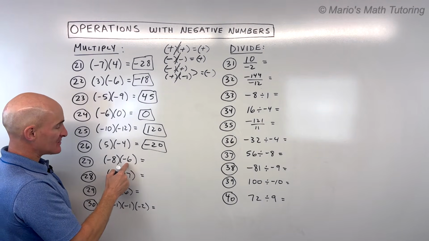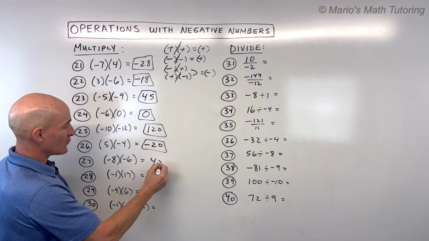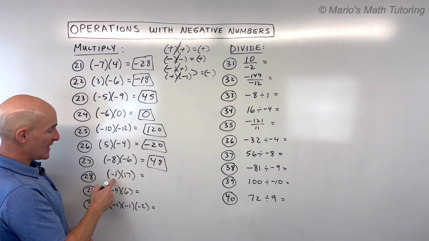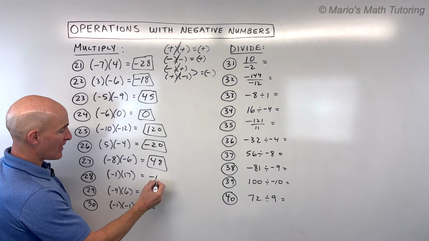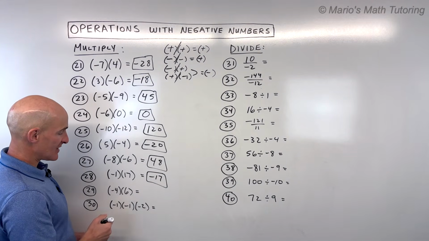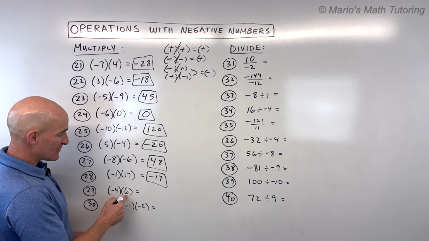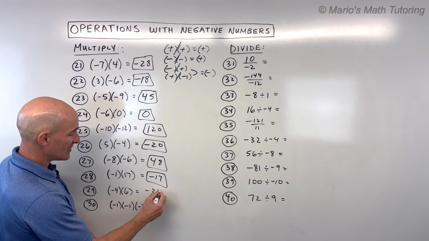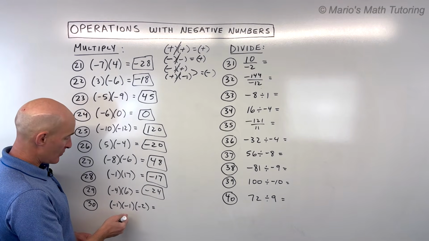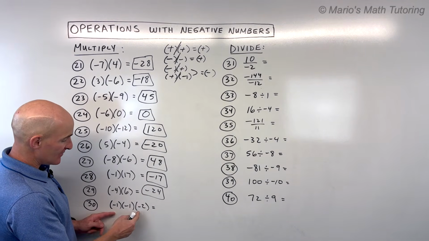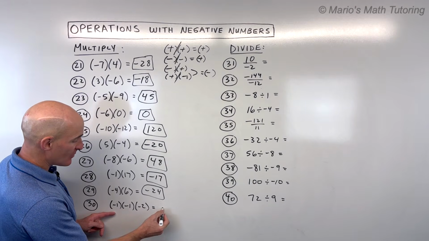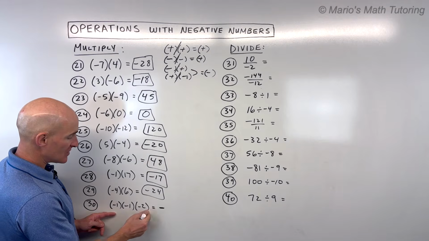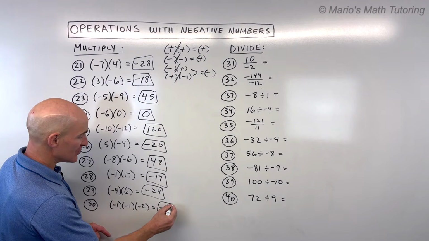27, negative 8 times negative 6 is positive 48. See those two negatives multiplying to a positive. A negative 1 times 17, one positive, one negative, we get a negative, it's negative 17. Negative 4 times 6, we know 4 times 6 is 24, but a negative times a positive is a negative. And for number 30, we've got a negative times a negative times a negative. So 3 negatives, that's an odd number of negatives, it's going to be negative. 1 times 1 is 1, times 2 is 2, so we get a negative 2.